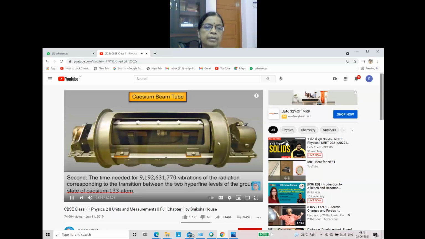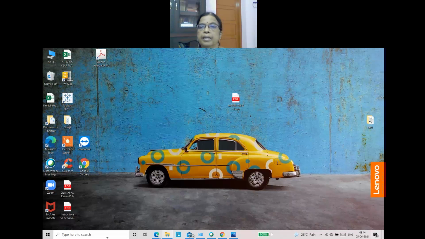770 vibrations of the radiation corresponding to the transition between the two hyperfine levels of the ground state of the cesium-133 atom. The vibrations of the cesium atom regulate the time shown by this atomic clock. Okay, children, I will show you the notes, because you can study that. Now measurement of mass, time, everything is over, and we can see the corresponding notes.